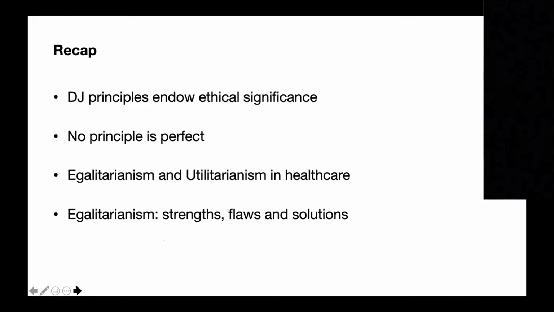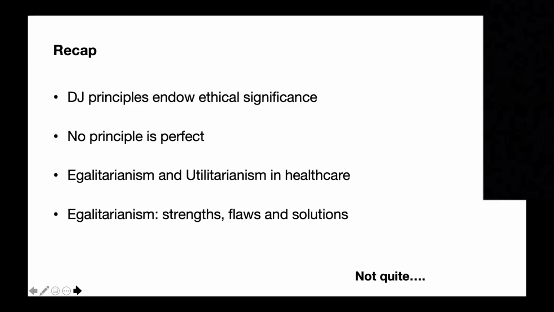So before I move on, I'd just like to summarize quickly what I've said. So I showed you some distributive justice principles as ways of endowing ethical significance to the decisions that, say, a government might make to distribute resources. It's clear that no principle is perfect, as every principle will result in burdens and benefits being distributed. The most relevant principles to healthcare are egalitarianism and utilitarianism. And I've gone through some strengths as well as some flaws of egalitarianism, as well as a solution to these problems.